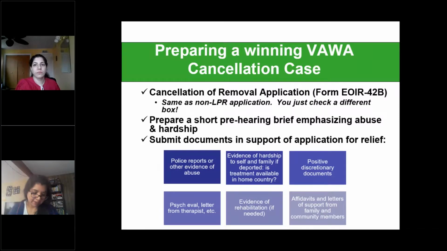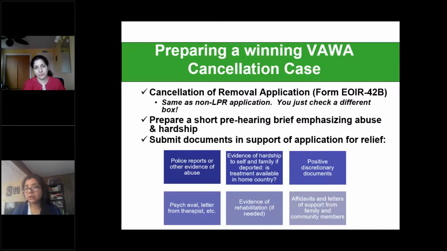So preparing a VAWA cancellation case, it's the same application as non-LPR cancellation. So you just check a different box. There are 2 questions on the first page that get to this relief. So you just make sure you check the appropriate box or check both boxes. Prepare a short hearing brief emphasizing the abuse or the extreme cruelty that the person has suffered or that the children have suffered, and hardship. Those are the 2 things that you would want to focus on in a VAWA cancellation case.